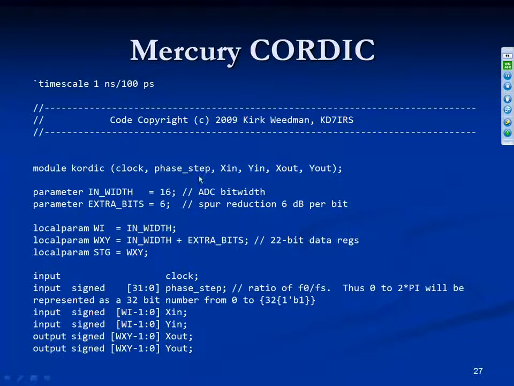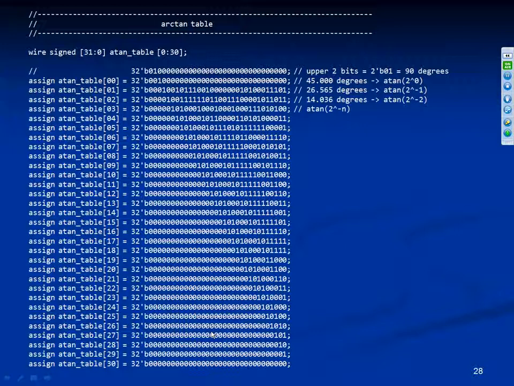We have, and I call this the phase step. It's actually a ratio of f0 over fs, and represents a range from 0 to 2 pi, and I'll show you that a little more later. So this phase step is basically a number that goes from 0 to this right here, 32 bits of ones. So it's 32 bits wide. Okay, so we've got our x and our y in and out.